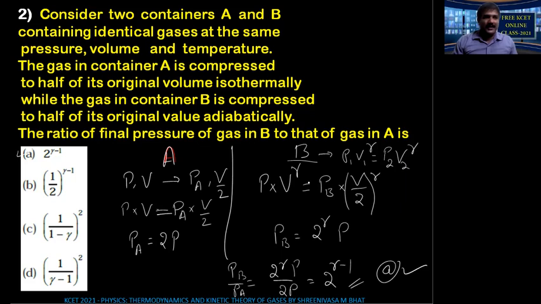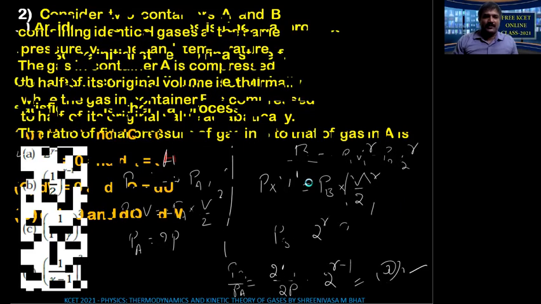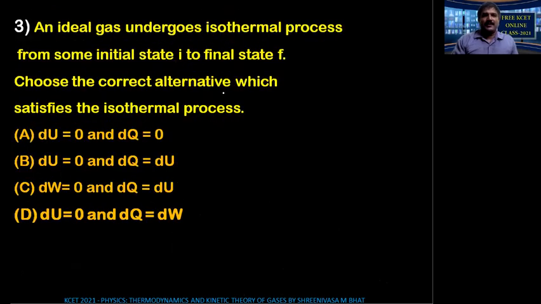Now I move to the next question. That is question number 3. An ideal gas undergoes isothermal process from initial state I to the final state F. Choose the correct alternative which satisfies isothermal process. So isothermal process means temperature remains constant.